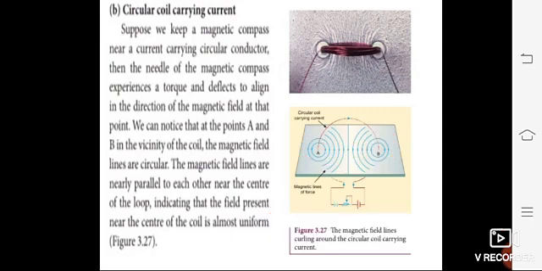And here these magnetic lines are also uniform magnetic lines. So in a circular coil, when current passes through the coil, it produces a magnetic field. At points A and B, the magnetic lines near A and B are circular, and the magnetic lines present at the center of the circular coil are parallel to each other. And it is a uniform field.